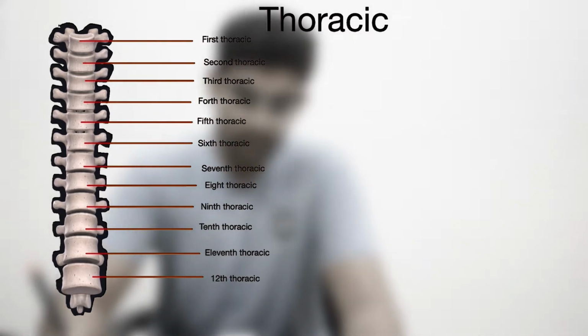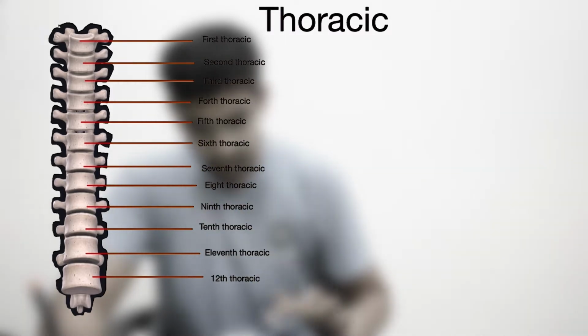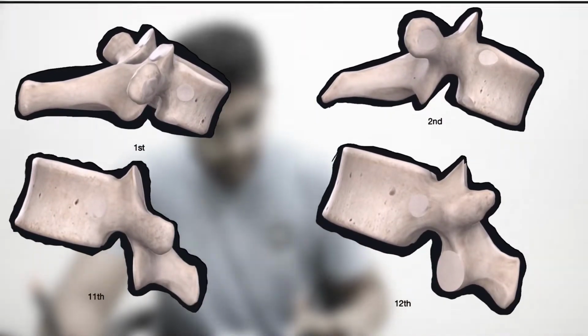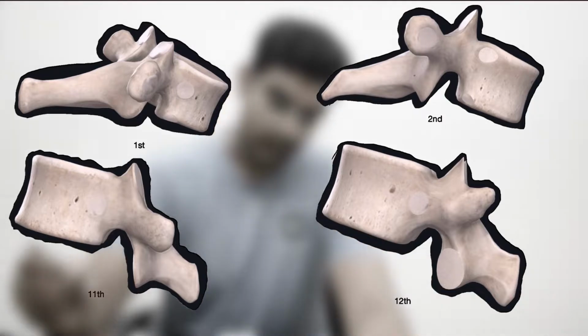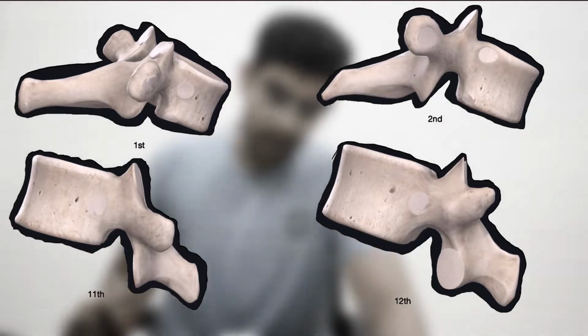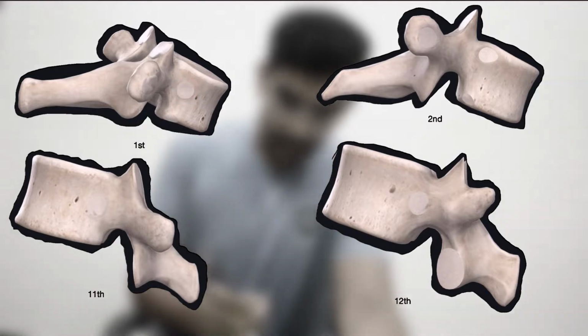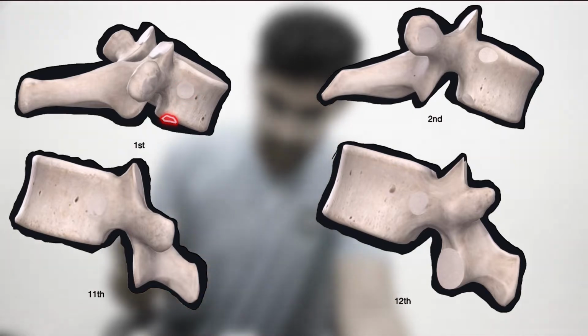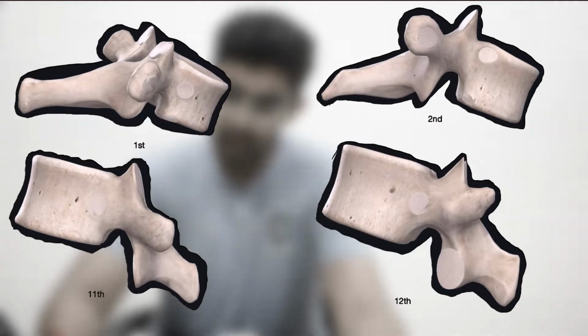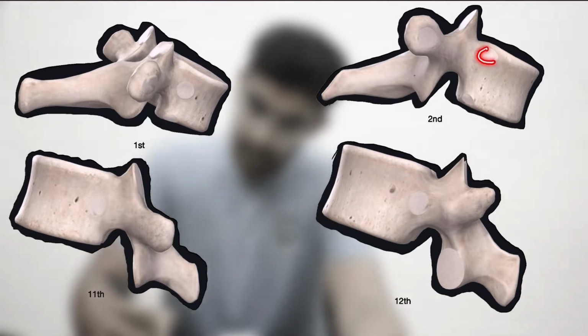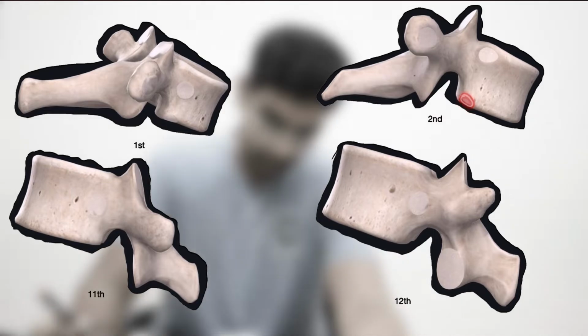Now we shall see different types of thoracic vertebrae. The first thoracic vertebra consists of two costal facets. One is complete and an inferior costal facet. The second one consists of both a superior, that one is complete, and an inferior costal facet.